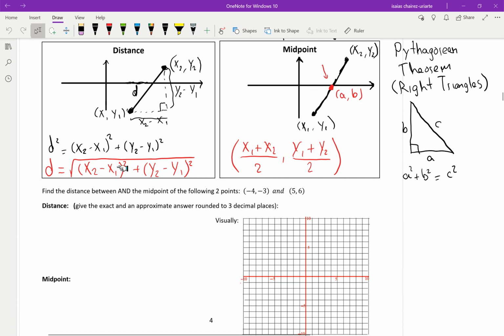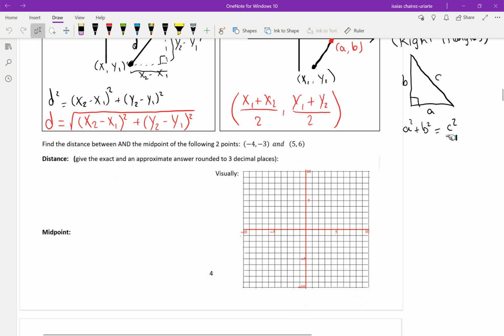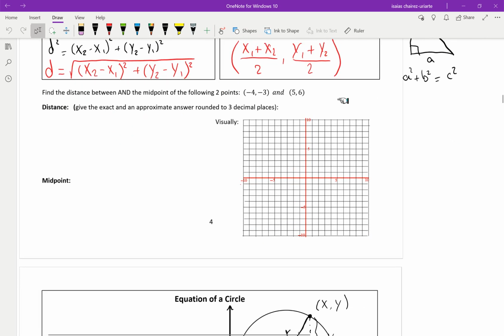And these little equations, this one right here in red, this is my formula for my distance. This little ordered pair here in red is kind of the template for the midpoint. Okay, so let's get into a little exercise here. What we want to do is find the distance and the midpoint between the two following points, -4, -3 and 5, 6.